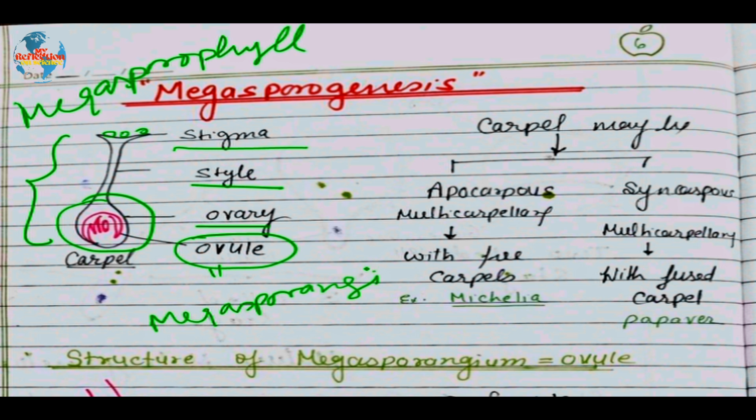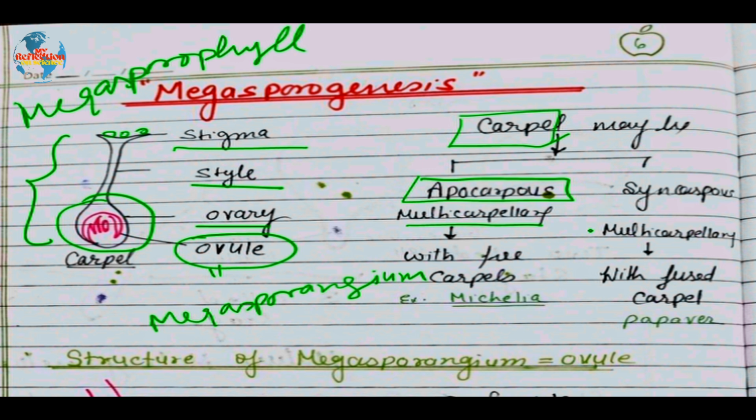Now megasporangium is the structure in which the process of formation of megaspores takes place. We know that there are two types of carpel. One where the carpels are free from each other. In a multicarpellary ovary, if carpels are free from each other, then this condition is called apocarpous, which is the primitive condition we are getting in Ranunculus and Michelia, as you can see over here.